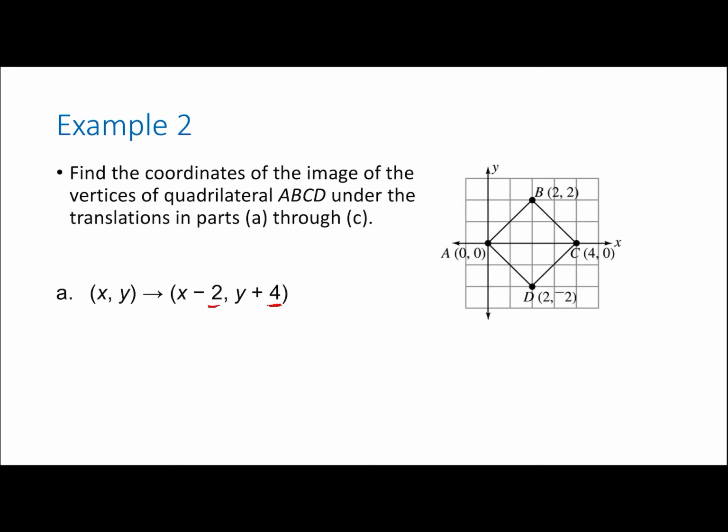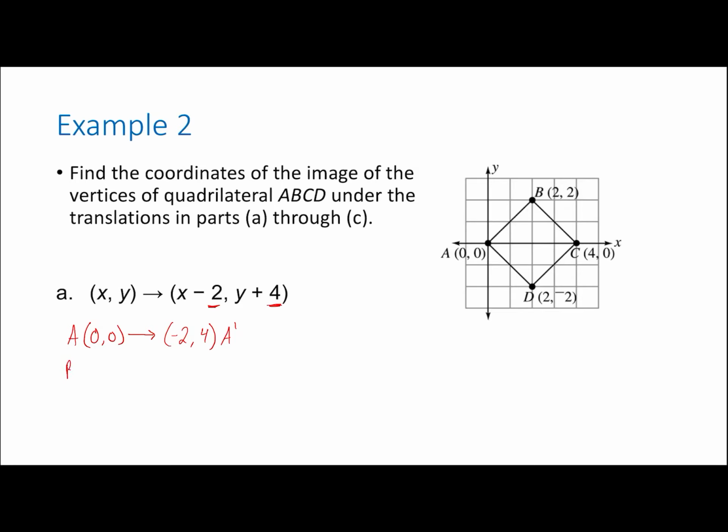And so if you take point A, which is (0, 0), and we move it to the new point, well, we're going to subtract 2 from our x coordinate, so it'll be -2. We're going to add 4 to the y coordinate, which will be +4. There's going to be our new point. That's going to be A prime.